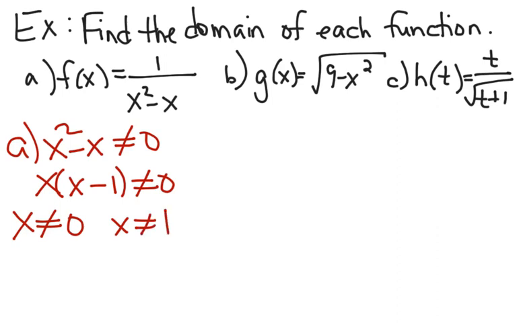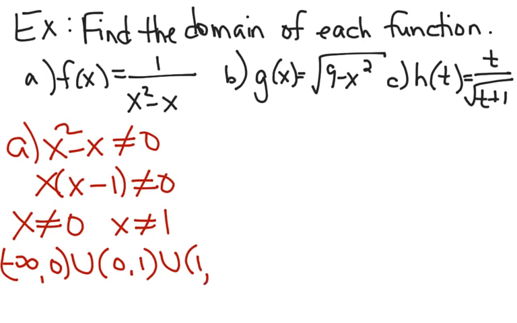Another way of writing the domain is to say that x can be all the numbers from negative infinity all the way to 0, non-inclusive, and all the numbers between 0 and 1 can be plugged in, non-inclusive, and all the numbers from 1 to positive infinity can be plugged in.